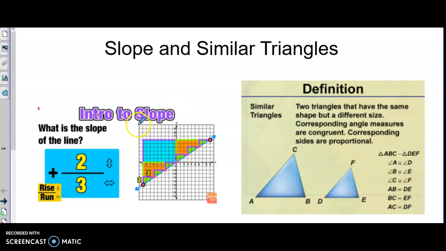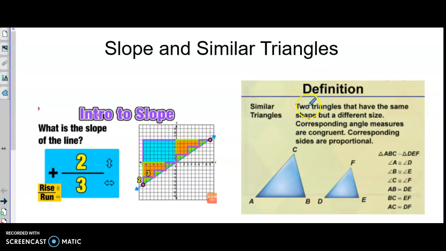But that's not the only way you can find the slope here. You could go from this point to this point. And in that case, you rise up 6 and over 9. And it makes that orange triangle. Up 6 and over 9. 6 over 9 reduces to the same thing. So the orange triangle and the green triangle are similar triangles.